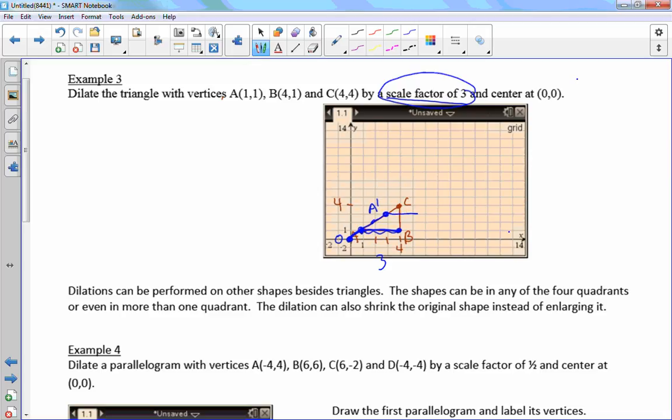1, 2, 3, 4, 5, 6, 7, 8, 9. So that would be B prime ends up being on the point 12, 3. A prime ends up being on the point 3, 3. So our triangle has been shifted a little bit. It's not only stretching, but it's moving because our center of dilation is in a different position.